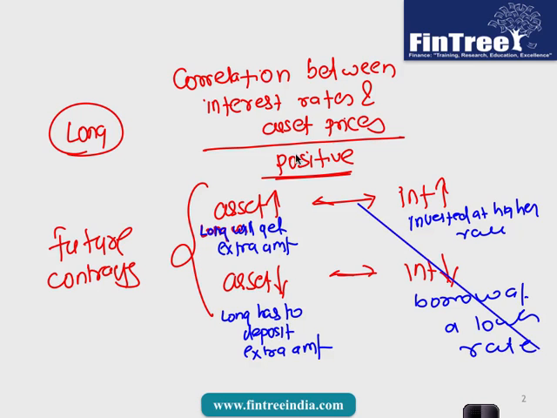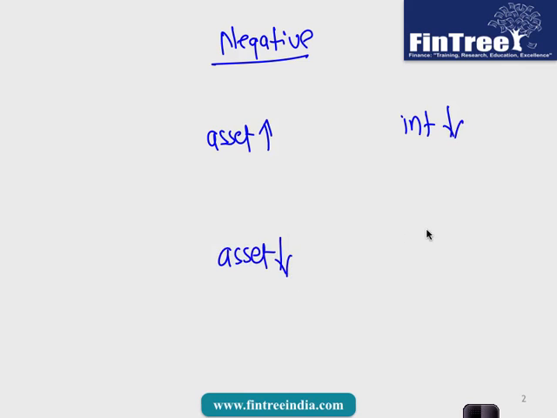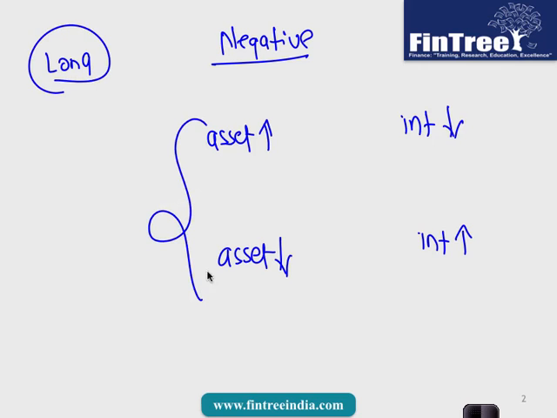But let us say the correlation is negative. Negative correlation means if the asset price increases, then interest rate decreases, and when the asset price decreases, interest rate increases. If an investor has decided he wants to take a long position, then in this scenario he will have a preference for forward contracts, because if he gets into a future contract, the excess amount he will deposit at a lower rate, and the excess amount he will borrow at a higher rate. But in a forward contract, since there is no mark to market mechanism, he wouldn't have to incur that additional cost.